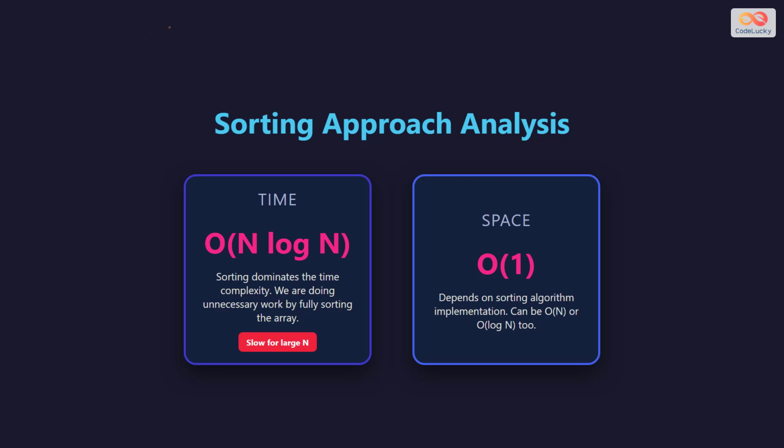Why is sorting not ideal? Sorting the entire array takes O(n log n) time. While this is acceptable for small arrays, we are doing extra work by sorting elements we don't care about. The space complexity depends on the sorting algorithm, usually constant or O(n).